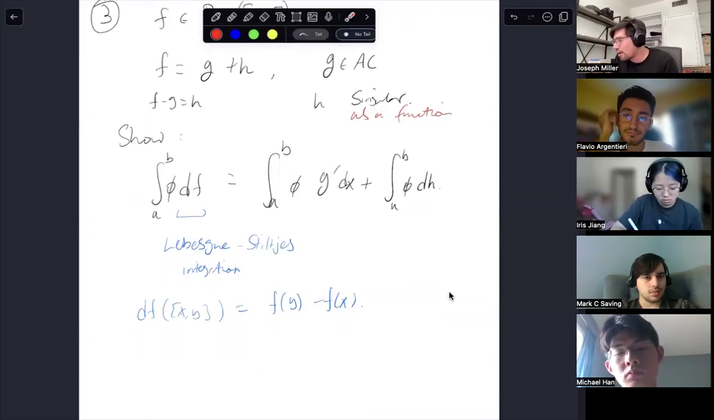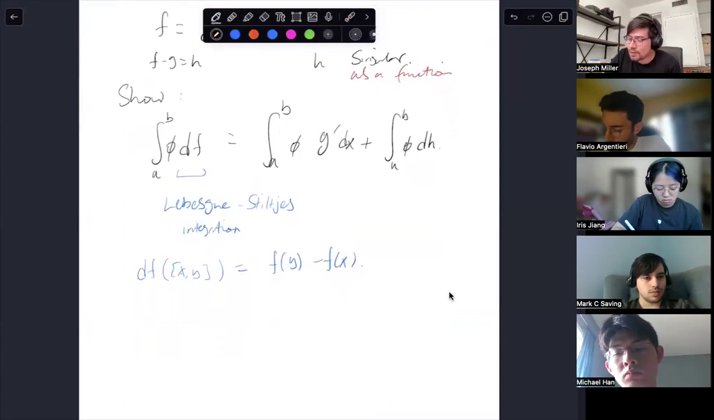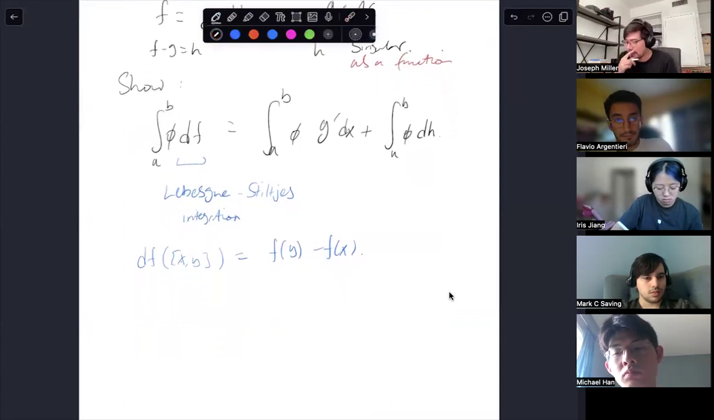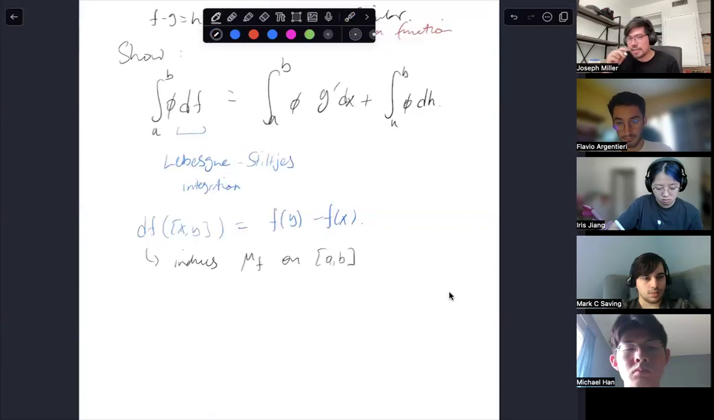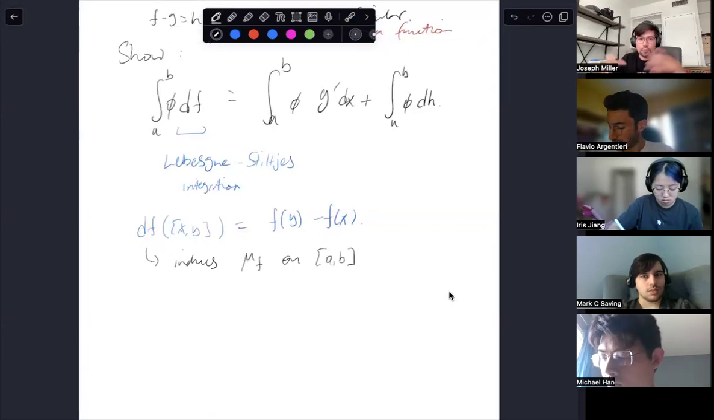And honestly, in my understanding of this problem, if I found this on the exam, I would do the following. Write down the definition, and then this induces a measure, I'm going to call it mu f, on AB, by extending this from being defined on intervals to the whole thing.